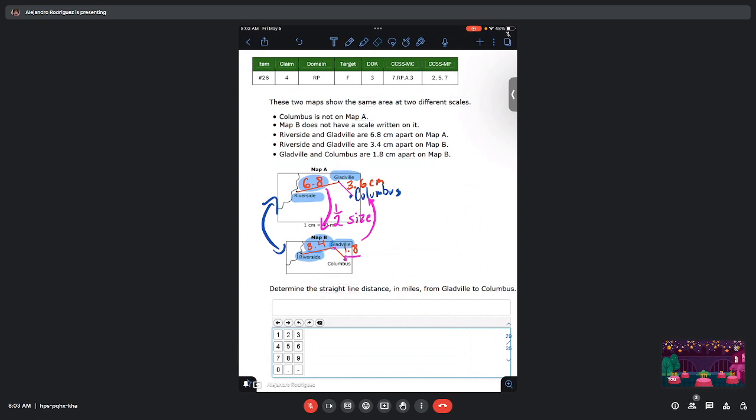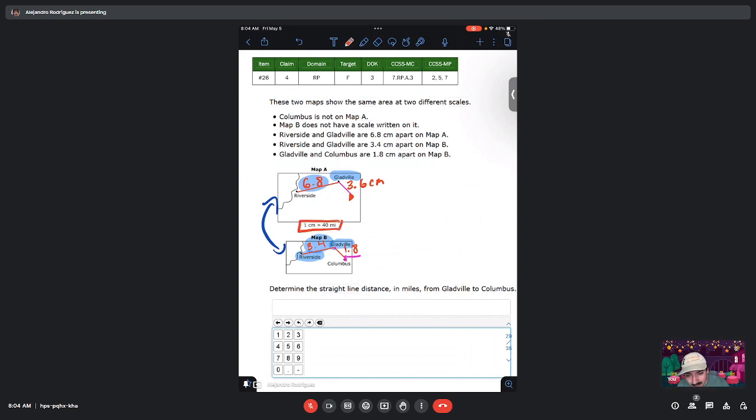All right, so that's our first step. We've determined the side length of Glendale to Columbus, and we used map B to figure that out. Because map A and map B are the same, they just have different scales. And again, to go from map B to map A, you have to multiply by 2. So the length from Glendale to Columbus is 3.6. And then if you look at map A, they tell you a scale here.